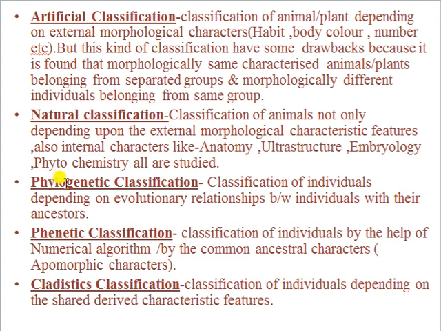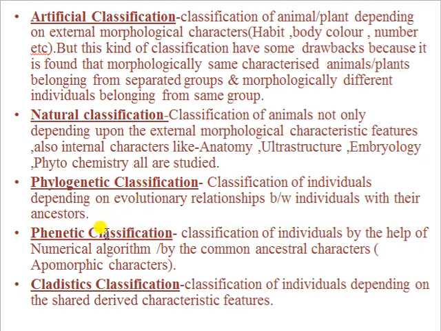Phylogenetic classification. From the name phylogeny we understand that there is an evolutionary relationship involved. That means we classify individual organisms depending on the evolutionary relationships between existing individuals, as well as the interrelationship between existing and extinct organisms. Since this is based on evolutionary relationship, this kind of classification is called the phylogenetic mode of classification.